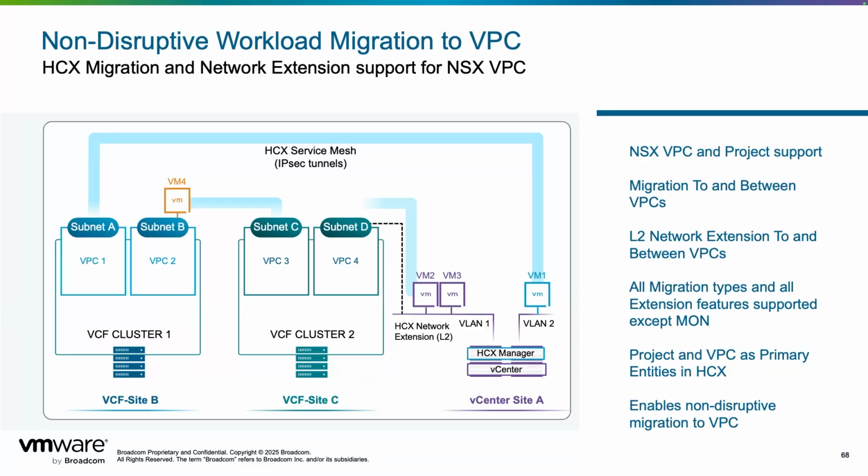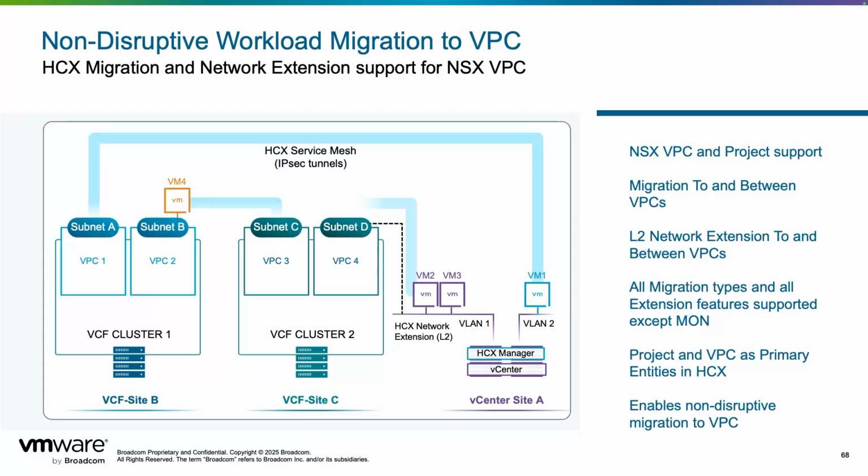And to ensure a truly non-disruptive experience, we've extended HCX Network Extension Layer 2 capabilities to VPCs. This means that you can maintain consistent network connectivity between your current networks, whether they're VLAN or NSX networks, and VPCs, enabling wave migrations and ensuring a smooth, well-crafted planned migration.